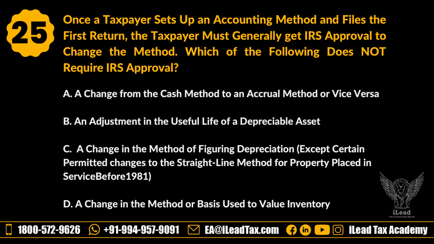Option C, here also, generally a change in the method of figuring depreciation requires IRS approval. Certain changes may be permitted without approval, but the option presented here is not one of those exceptions. So option C is wrong. Option D, a change in the method or basis used to value inventory, generally requires IRS approval. Inventory valuation is a critical component of a business's financial reporting, and changes in valuation methods can have significant tax implications. So IRS approval is needed. So the correct answer is B.